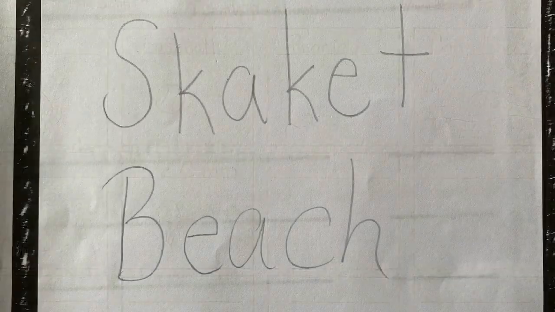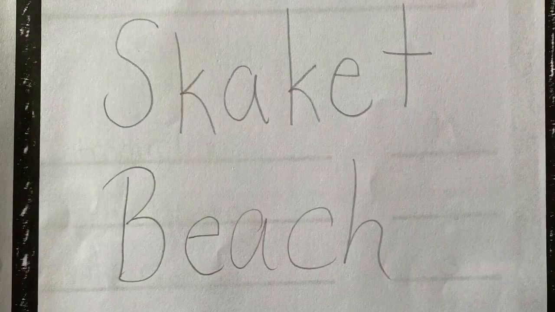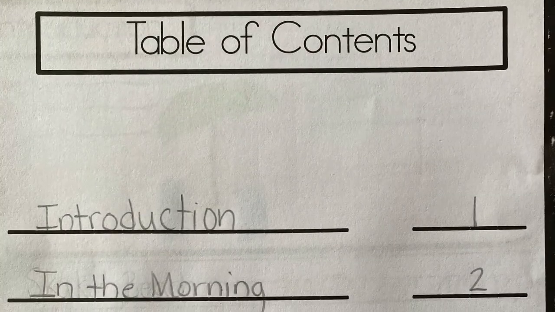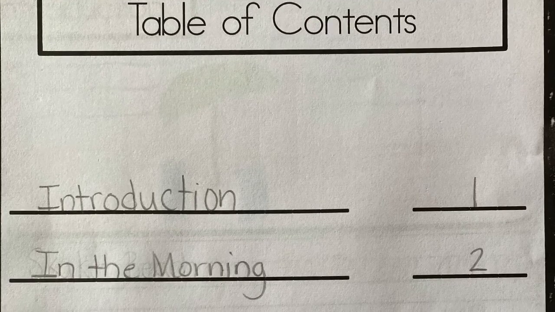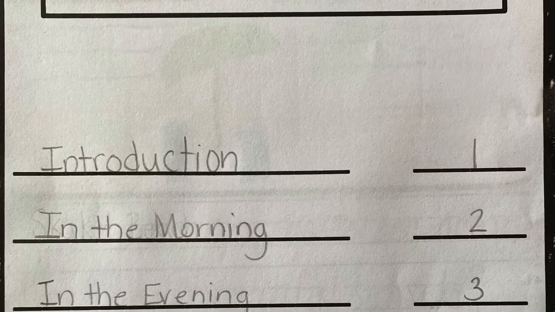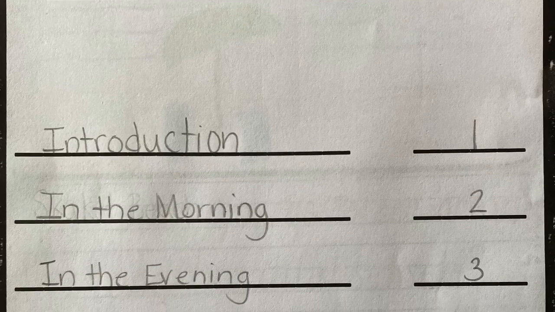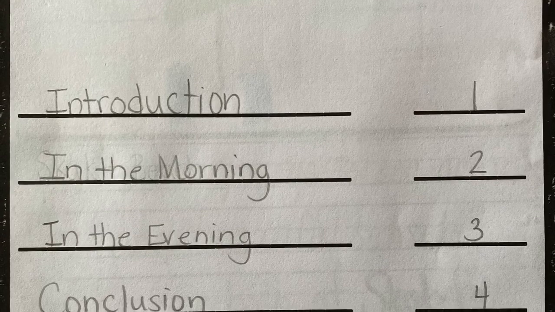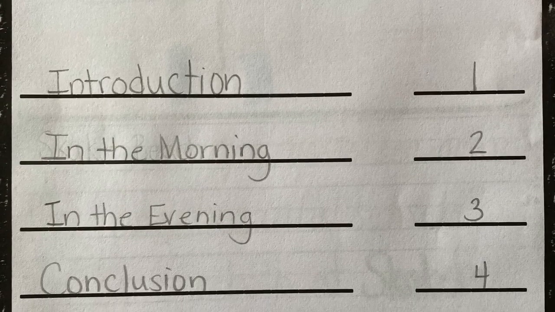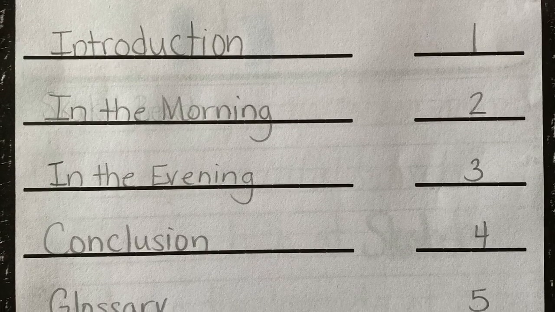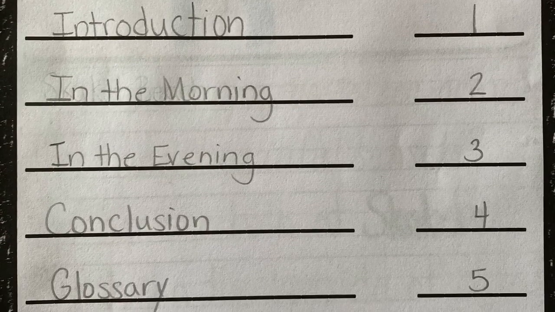The first thing I'm going to do is fill out the table of contents page. These are going to be the headings on each of my pages. I really need to think about what it is that I want to teach my reader about my topic. I decided that after my introduction, I want to teach my reader about what happens in the morning at Skakit Beach, what happens in the evening at Skakit Beach. I'll write my conclusion and have a glossary page.